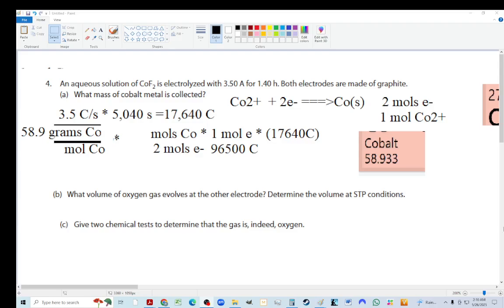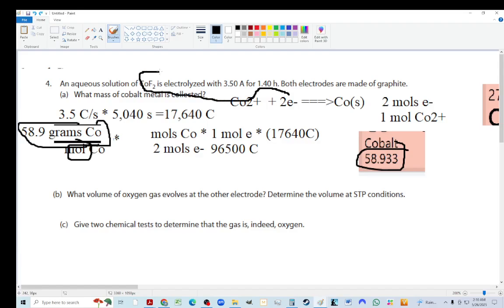Here's where you need your units. So if I look carefully at this question, they want to know the mass. Well, there's the atomic mass of cobalt, so here's grams per mole. So clearly I want to get rid of moles. Well, they tell you that it's CoF2, so it's Co2+ plus 2 electrons to get to a solid. That means there's 1 mole of Co for 2 moles of electrons. I have to use this ratio to get rid of the moles of Co. It means I need to get rid of the moles of e-.